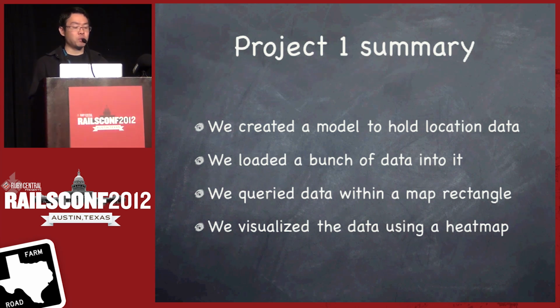So just to recap what we've done in this first project, we created a model to hold location data. Again, we used Google Maps' native coordinate system to store that data, and we had reasons for that. We loaded a bunch of data into it from Perks activity logs. We queried that data using a rectangular query. We saw how we do that in SQL, and we saw how to do that using the squeel gem. We then visualized that data using a heat map.